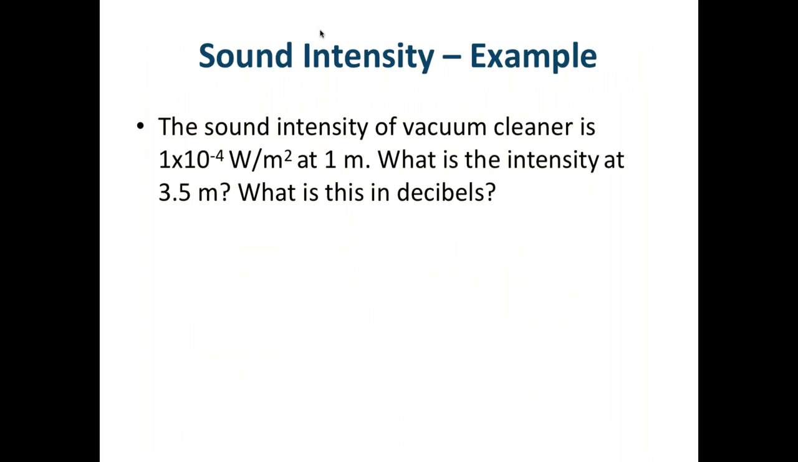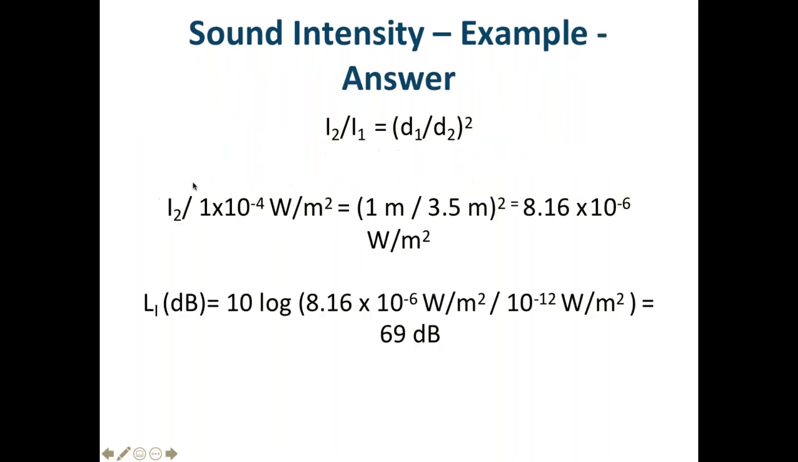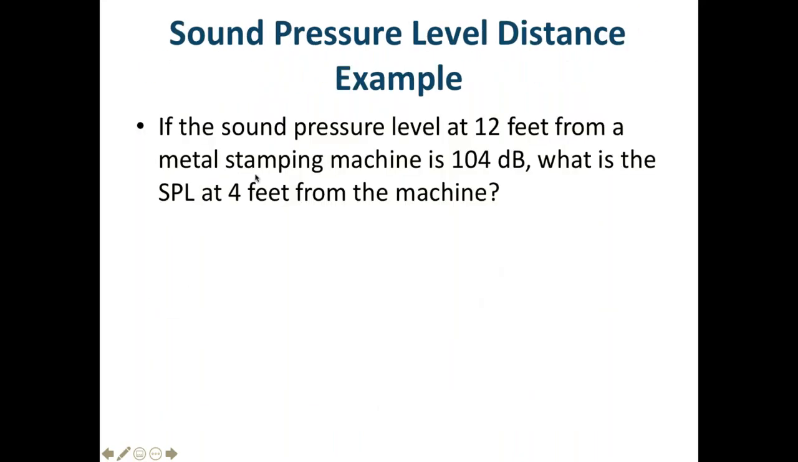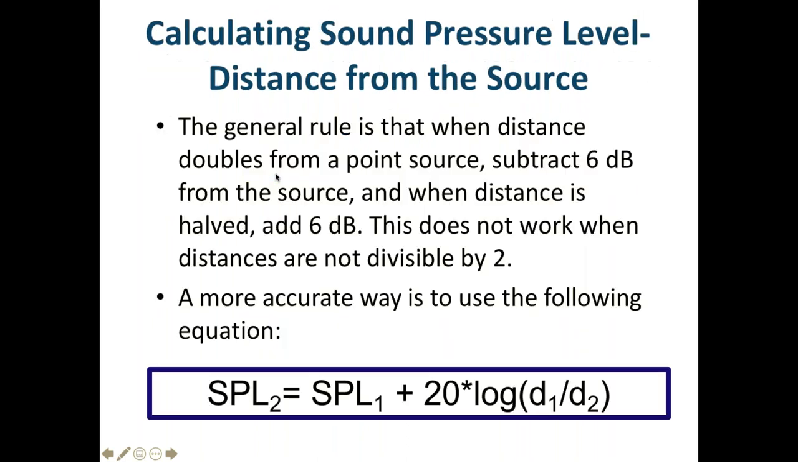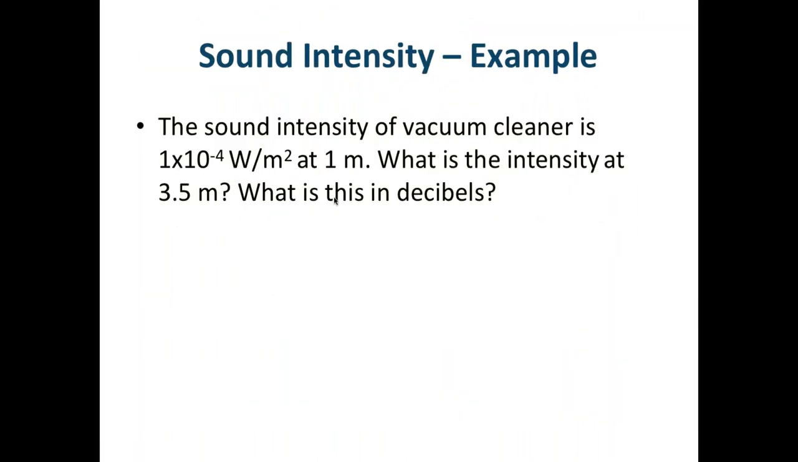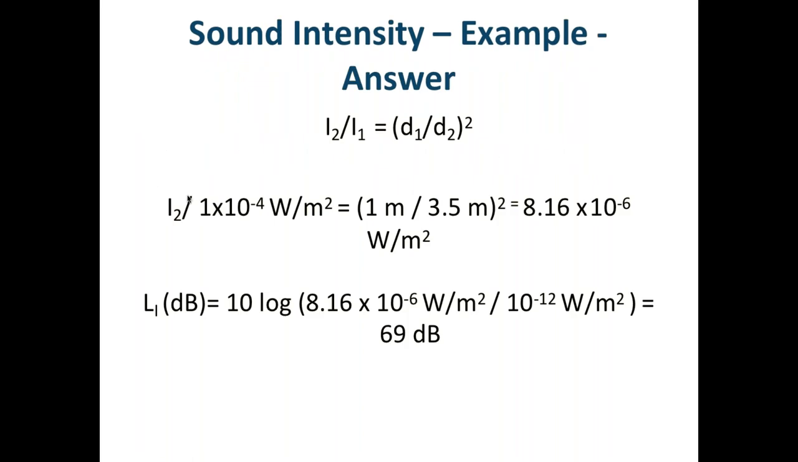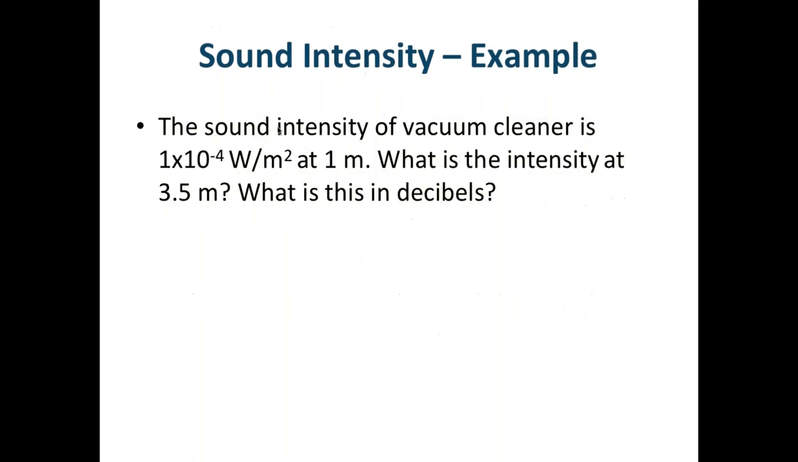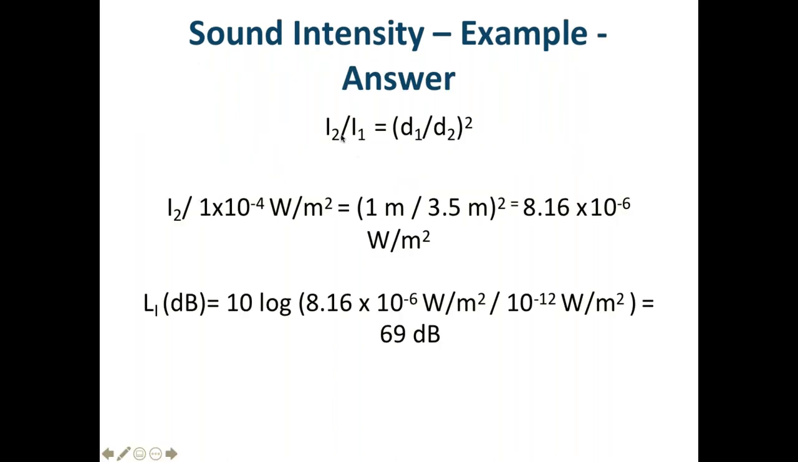The sound intensity of a vacuum cleaner is 1 times 10 to the minus 4th watts per meter squared at 1 meter. What is the intensity at 3.5 meters? I'm going to change that to 4 meters, just so we can get through this today. What is this in decibels? So the two intensities. What is the intensity at 4 meters? So the intensity 2 is the one we're looking for.